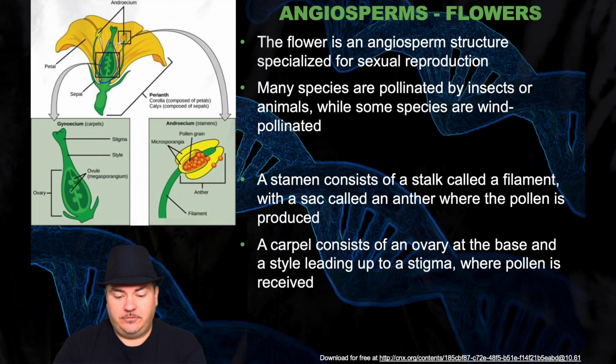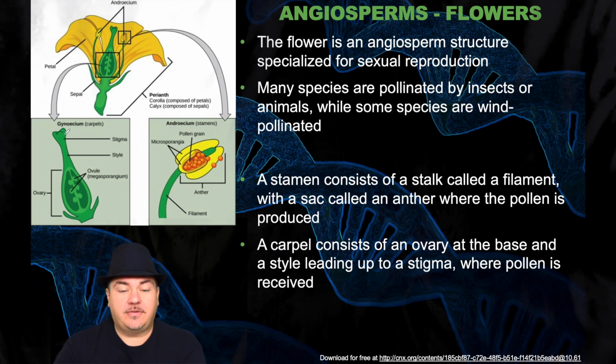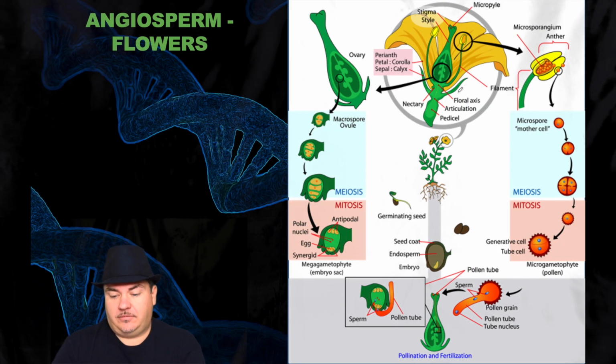Then you have a carpel. The carpel consists of an ovary at the base and a style leading up to a stigma. The stigma is where the pollen is received. So if we look at what's going to happen within the flowers, you have the anthers that are producing the pollen grains. The pollen grains contain the microgametophyte, that's the male gametophyte. Then you have the ovaries that contain the ovule. This contains the megagametophyte, which is the female gametophyte, which is going to produce the egg.